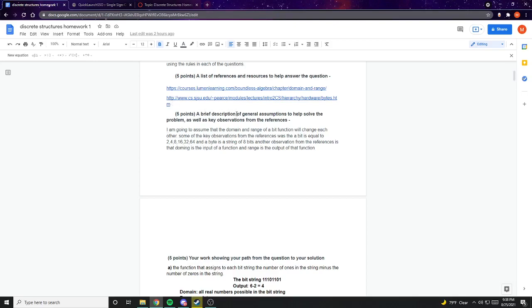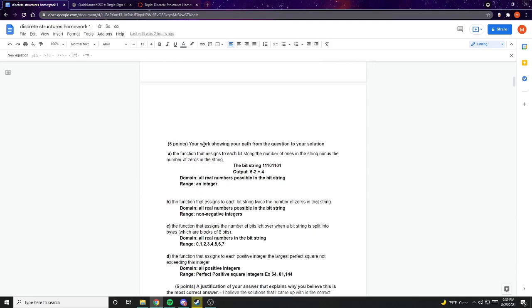So, a brief description and assumption. I'm going to assume that the domain and range will basically change each other. So if the domain changes, the range will change. Some of the key observations: a bit is equal to 2, 4, 8, 16, 32, 64. That was, I think, in one of these two links, I can't remember, from one of the ones I was looking at. And then a byte is a string of 8 bits.